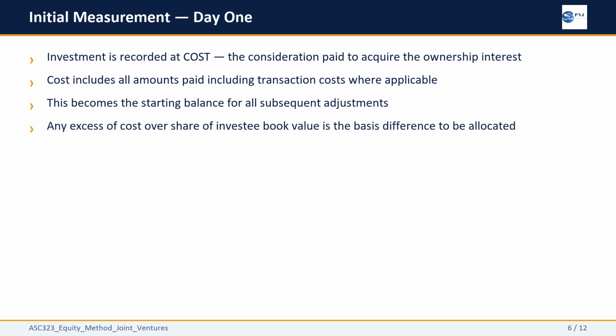The equity method starts simply. On day one, you record the investment at cost, the amount you paid to acquire the ownership interest. That purchase price becomes the opening balance of your investment account. Everything else we discuss builds on top of that number. Now here is where it gets more nuanced. If you paid more than your proportionate share of the investee book value of net assets, you have a basis difference. You need to allocate that excess to the identifiable assets and liabilities of the investee, essentially performing a mini purchase price allocation, and carry the residual as embedded goodwill.